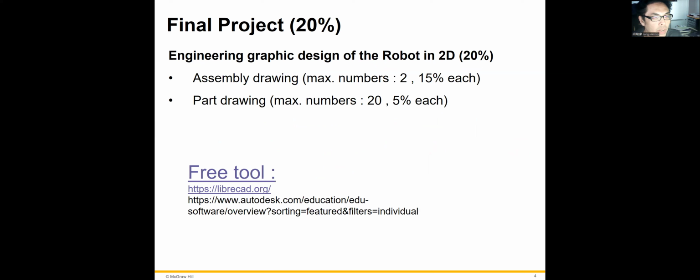I'm going to provide you some free 2D CAD tools like LibreCAD, or the AutoCAD student edition.